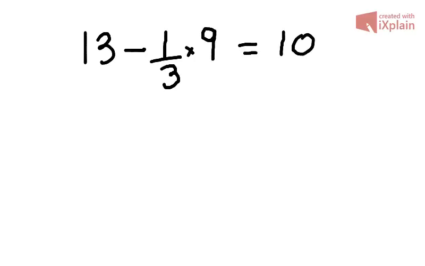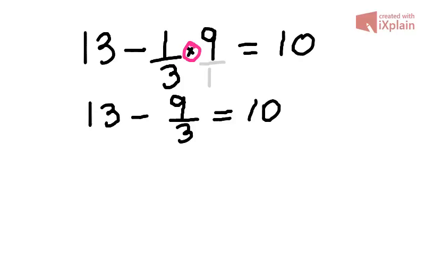So when 13 is reduced by 1/3 of a number that we found was 9, the result is 10. Let's see if this is correct. First, BIDMAS tells us to do brackets, no brackets, exponents, no exponents, division, no division, multiplication. So that's what we do first. 1/3 times 9. So let's do just like before. Write that 9 over 1. Multiply top by top. 1 times 9 is 9. 3 times 1 is 3.